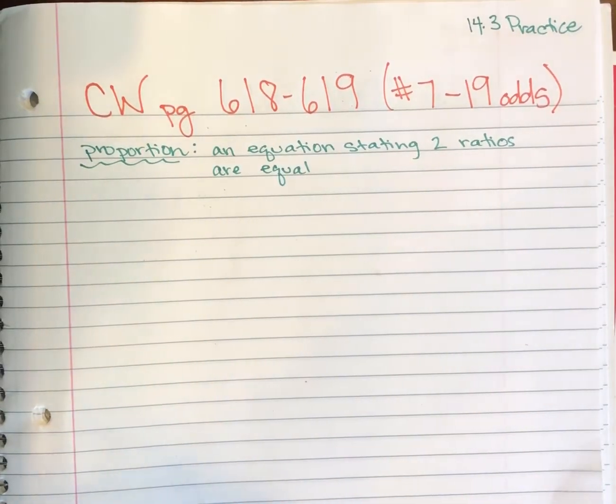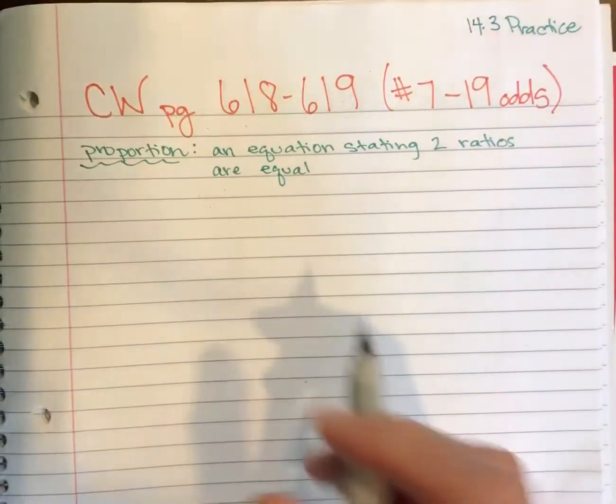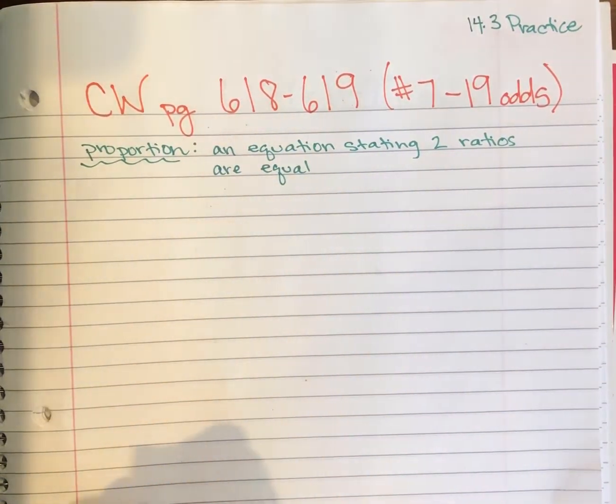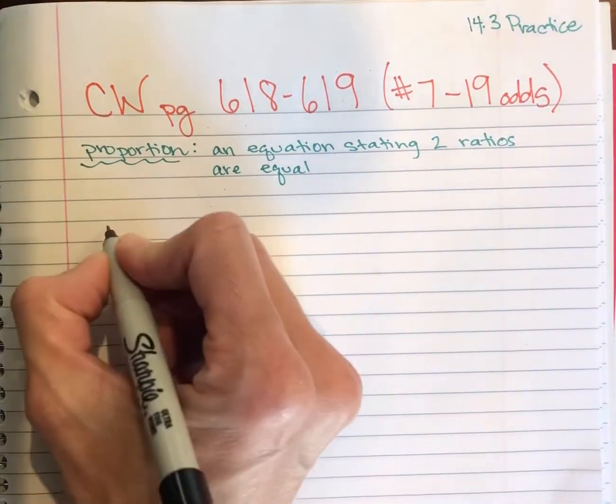Okay, let's work on the practice from 14.3, classwork page 618 to 619, 7 and 19, the odds. Here's your reminder: a proportion is an equation stating two ratios are equal. So let's start with number 7.